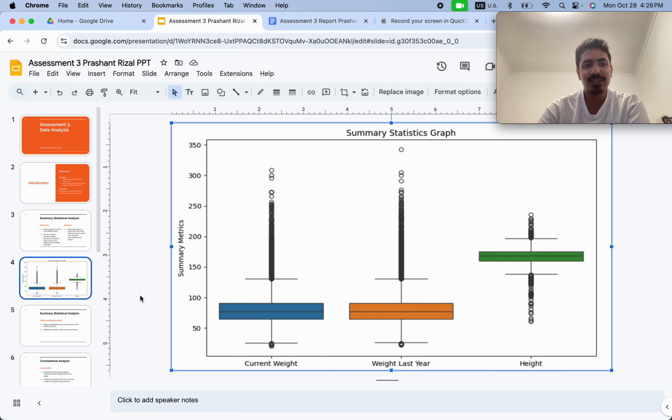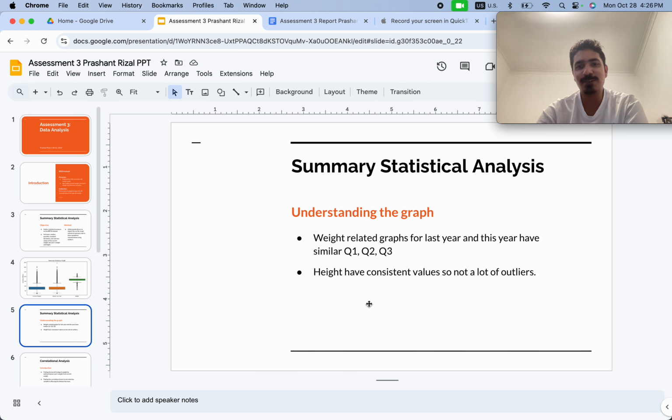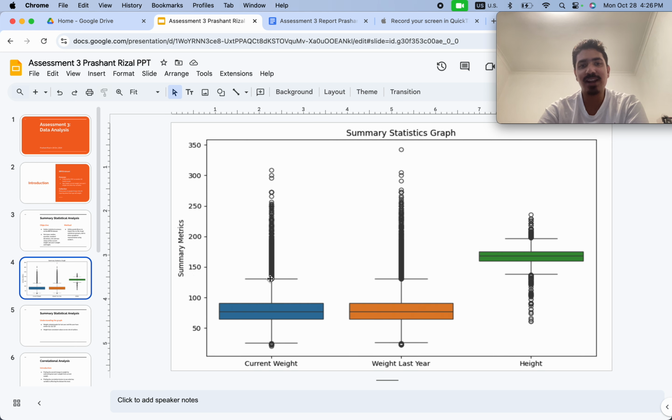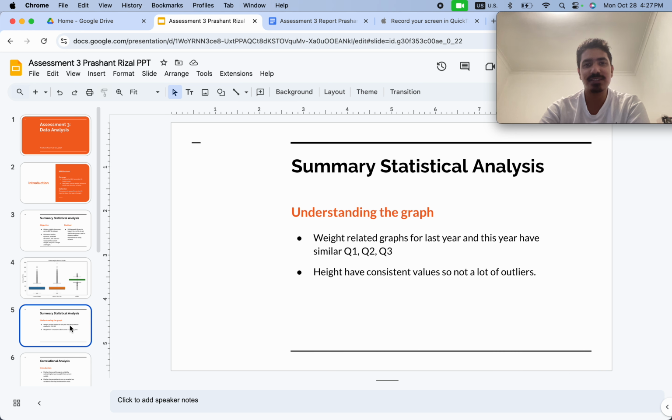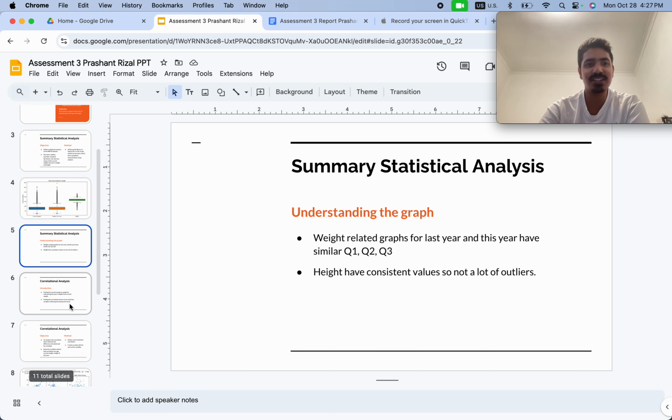Another thing we can see is that height has consistent values, so not a lot of outliers. If we look at the weight, there are a lot of outliers beyond the whiskers, and even in the minimum range there are a few outliers. But for height, there are not a lot of outliers, which makes sense because height is normally in a predictable range. So the data can be justified that way. Those are some of the summary statistics.